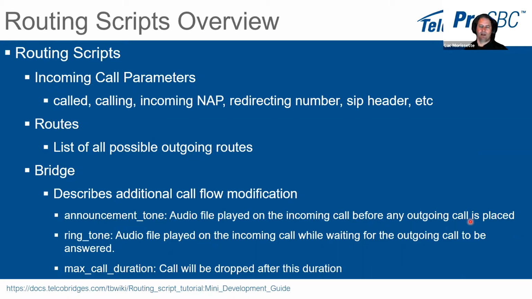All right. So what happens is you receive the call. Before you make the outgoing call, you will play a message to the caller. Once that message is done, then you will make an outgoing call to the destination. If you do a bridge parameter with ringtone, then the audio file is played on the incoming leg while waiting for the other one to answer. So that's a regular ring back tone function.